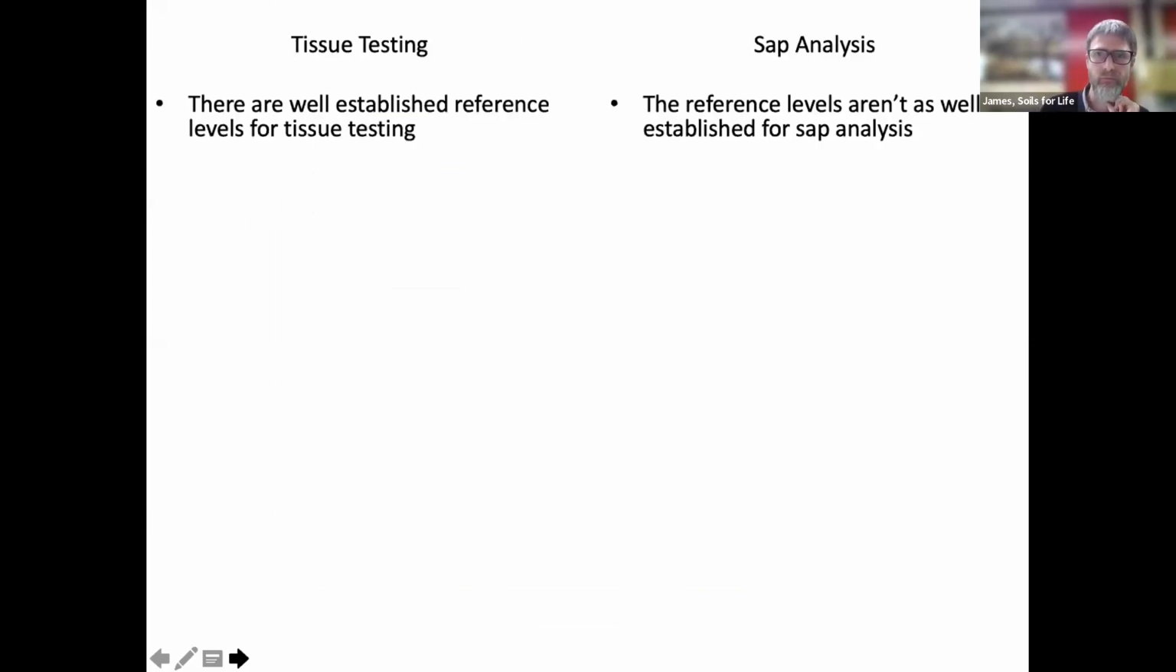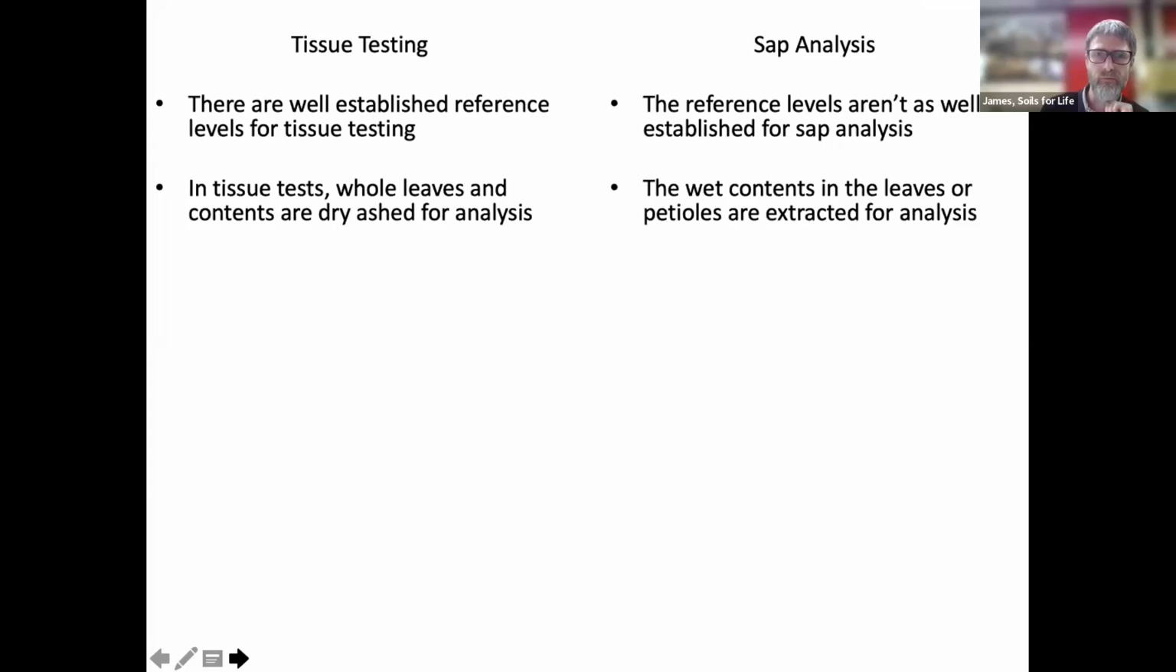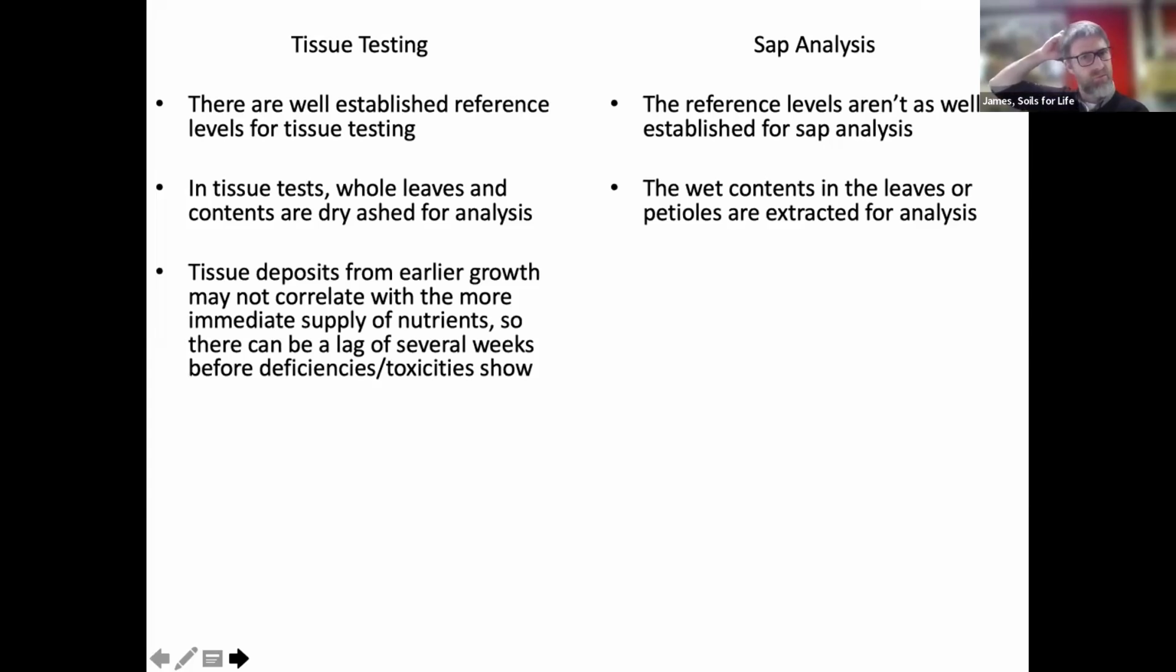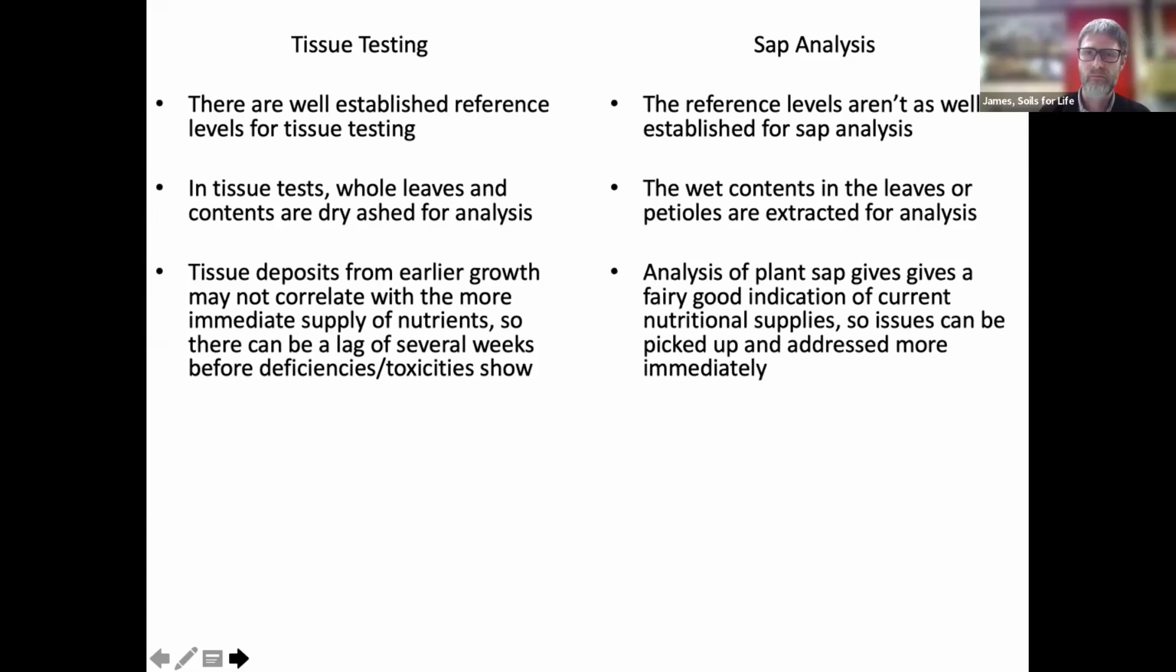So just a little bit about tissue testing and sap analysis and why they're different. Obviously, in tissue testing, they're dry ashing whole leaves. With sap analysis, we're dealing with wet contents, either of the petioles or the leaves. With tissue testing, because they're doing the whole leaf, including the leaf structure and not just the sap, it's going to have a buildup of nutrients in the actual physical parts of the leaf. So sometimes when there's a deficiency in supply, there can be a slight lag before that shows because of the buildup of nutrients in the tissues themselves. Sap, however, is much more immediate because it's really dealing with what's in the sap stream and in the cells at that moment. If there was a change in supply, it would change quite quickly.